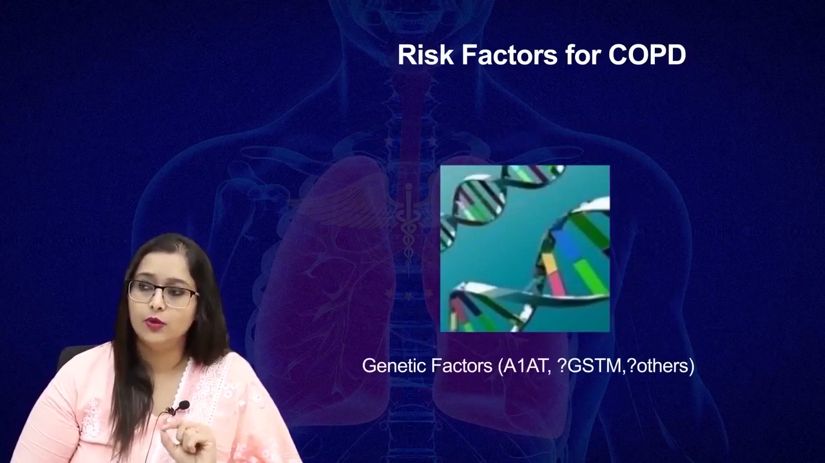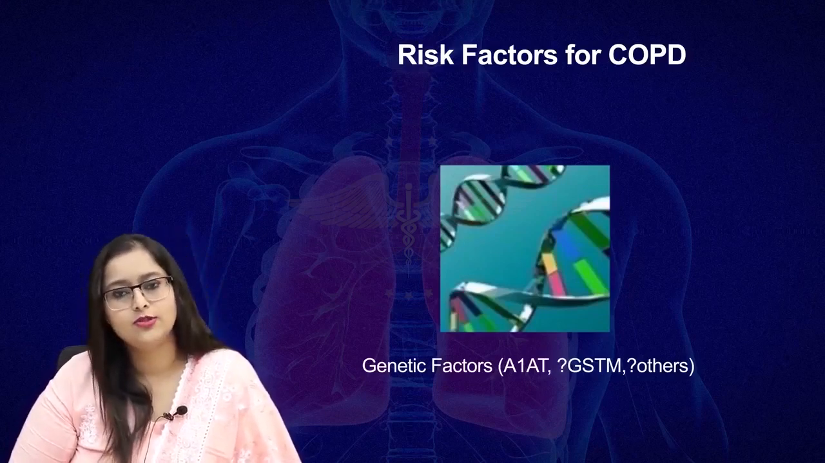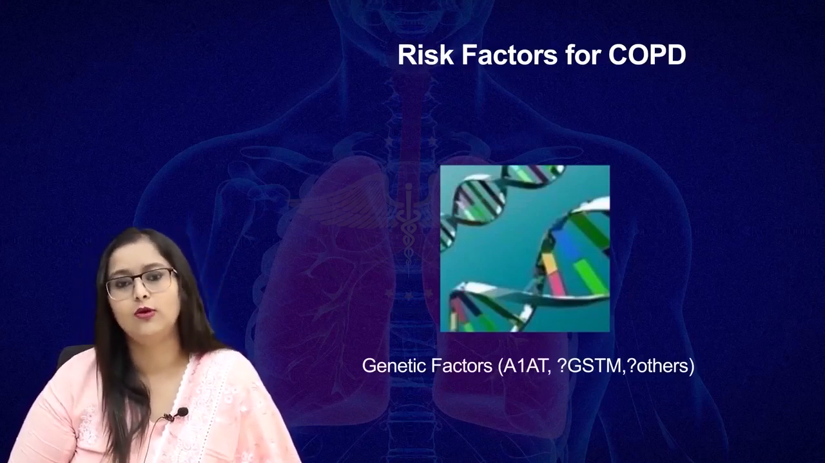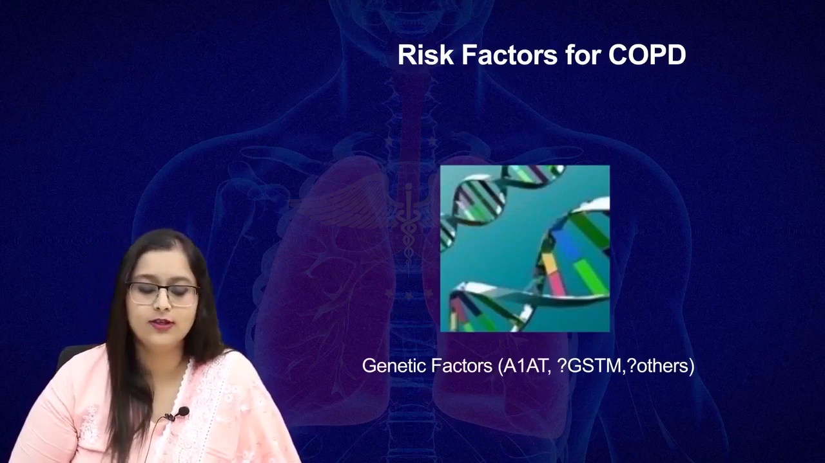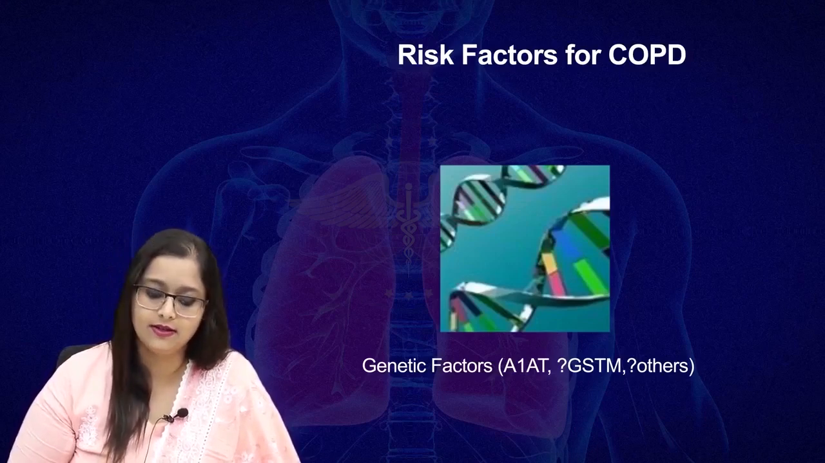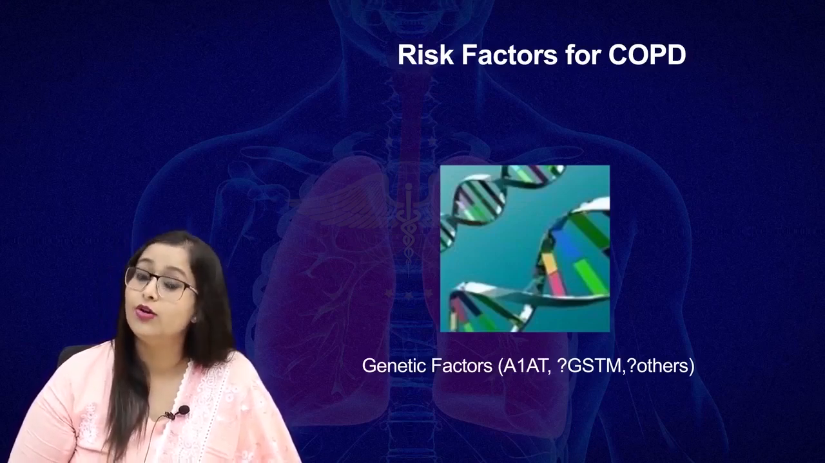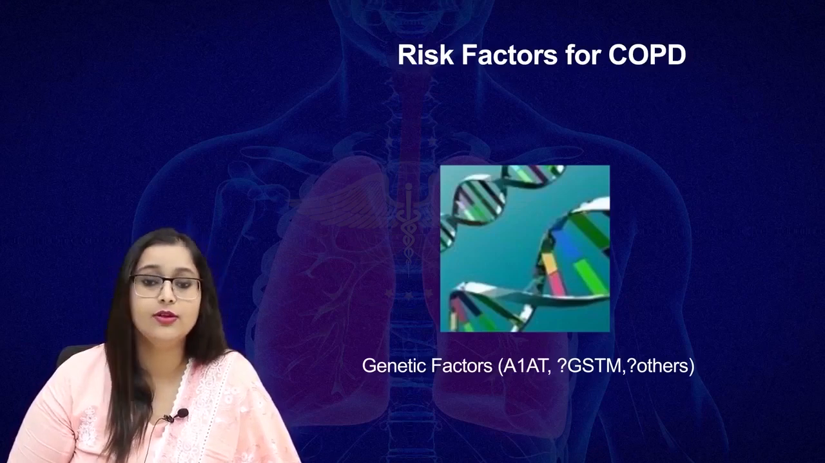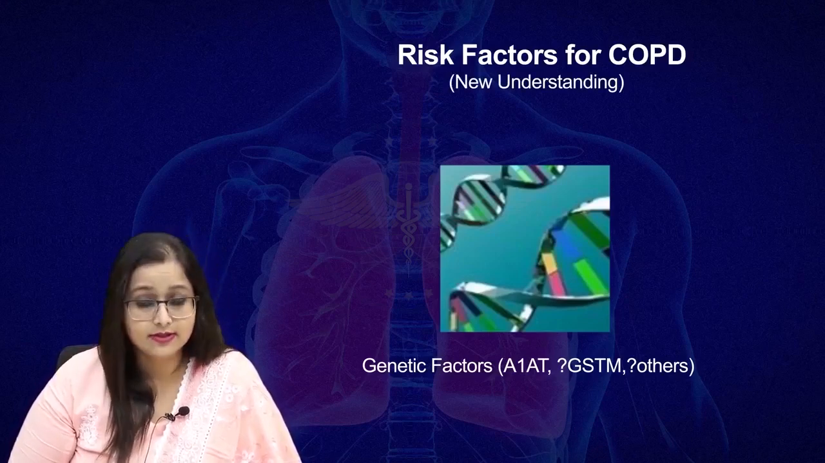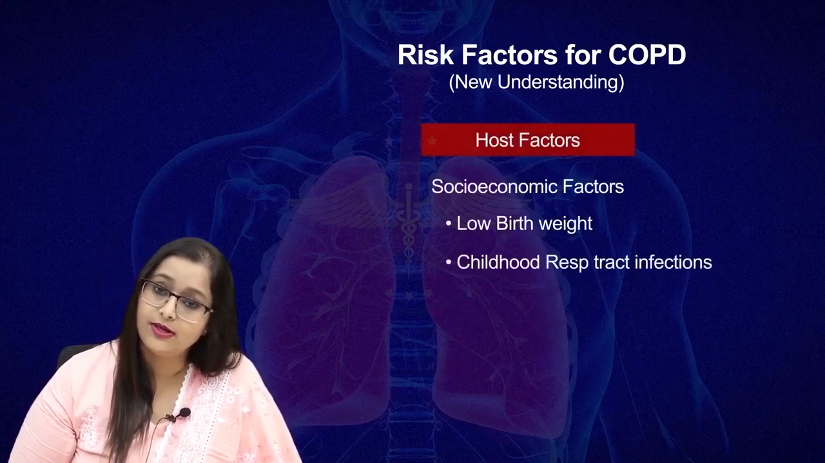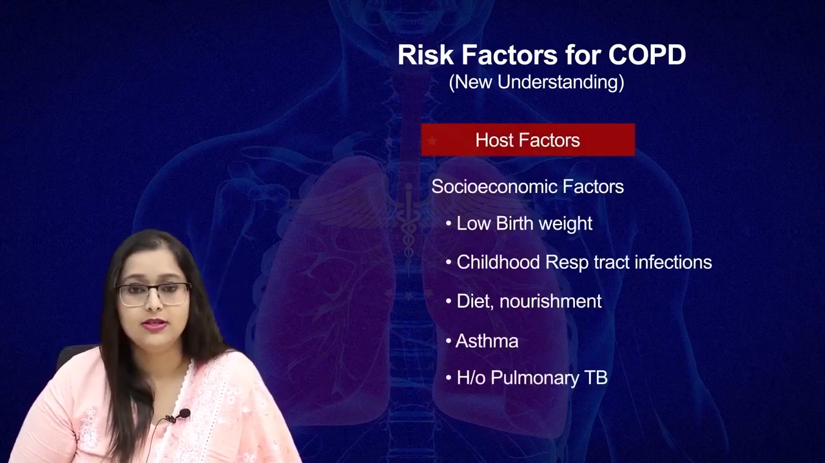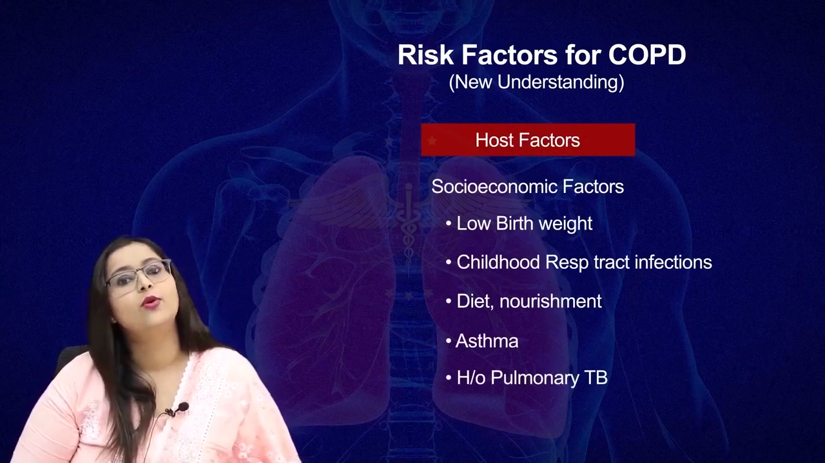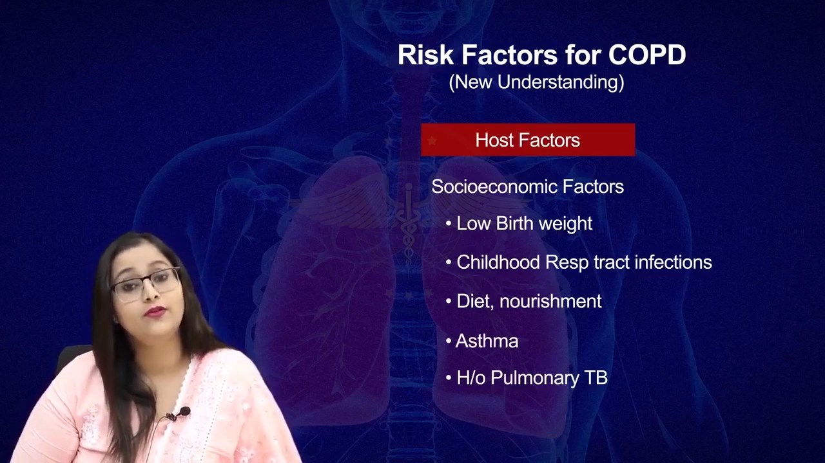What is more noteworthy is that apart from just noxious stimuli, which I have been talking about for the last 6 or 8 minutes, there are some other factors too that have been recently identified in the research world that are contributing to development of COPD, and this is some real new data. And these factors are low birth weight, childhood respiratory infections, poor diet, poor nourishment, asthma which has not been treated properly, and past history of TB. So these are all very important predisposing factors for development of COPD.